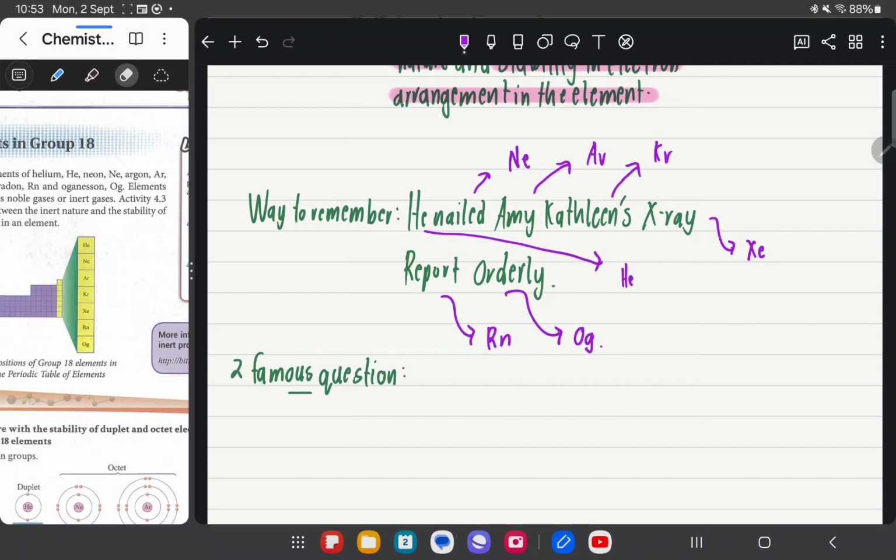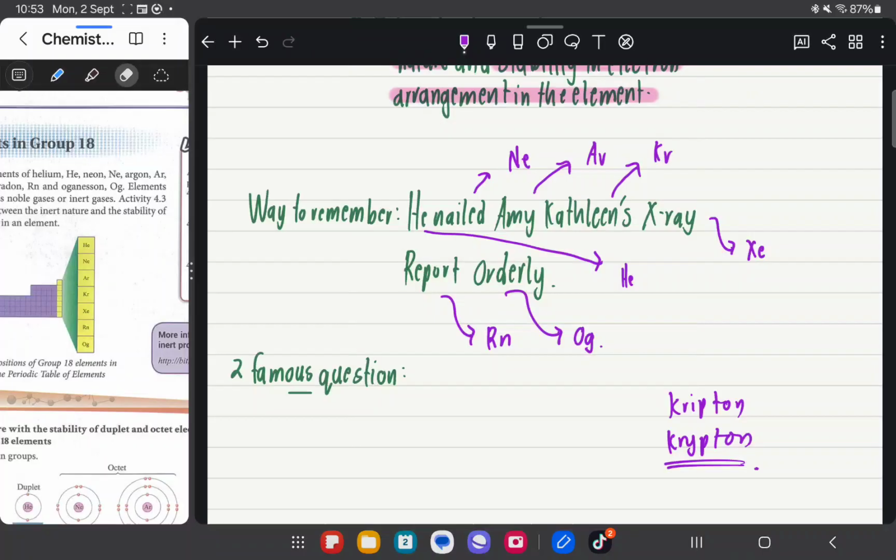Usually this argon, people love to ask: spell argon, spell neon, spell krypton. Now krypton is more dangerous, because in Malay it is "krypton", and in English, "krypton". Okay, so actually it doesn't matter.